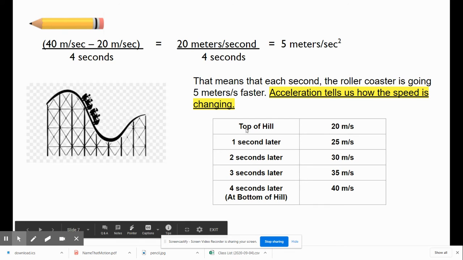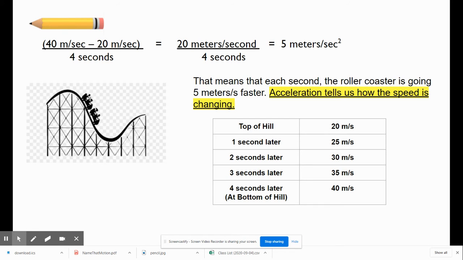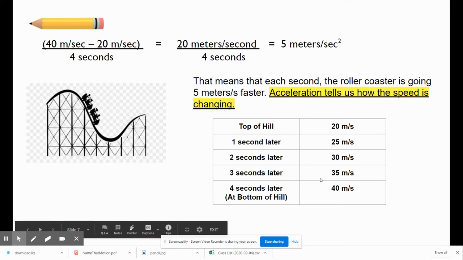And so right here at the top of the hill, now this is average acceleration. If the roller coaster is going 20 meters per second, then 1 second later, if it's going 5 meters per second faster, it would be going 25 meters per second. At the 2-second mark, 30 meters per second. At the 3-second mark, 35 meters per second. And finally, at the bottom of the hill, it's going 40 meters per second.